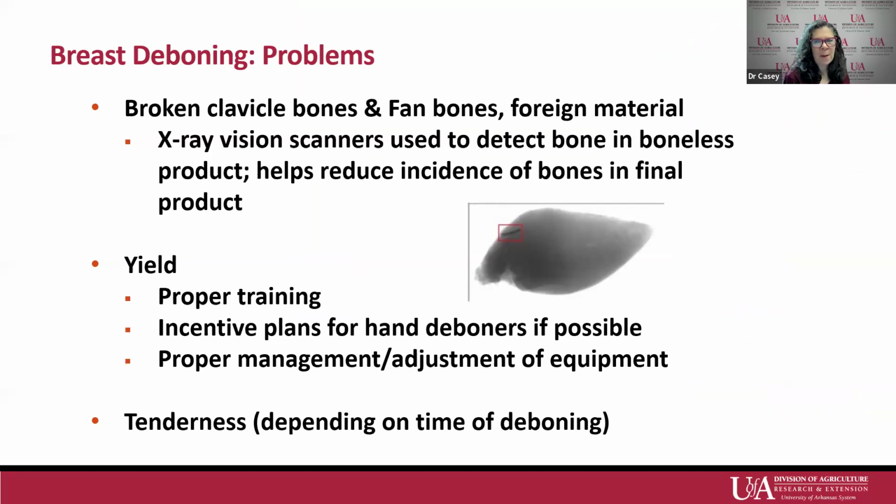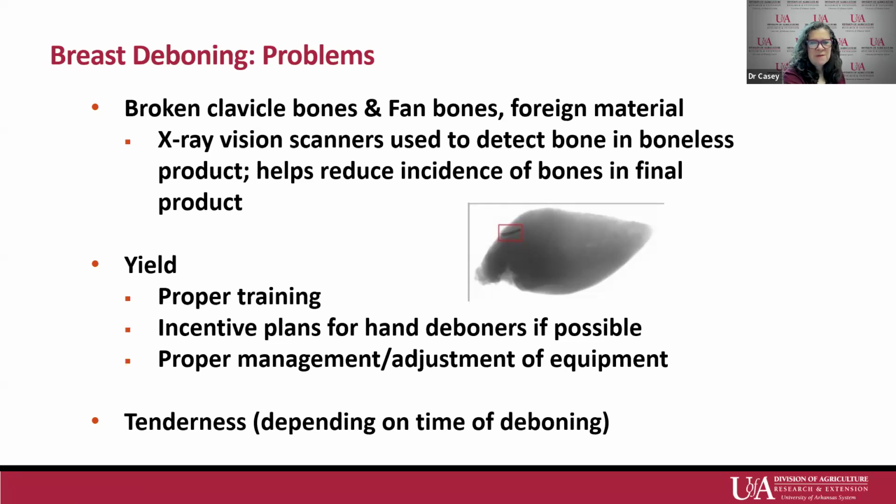Okay, I just wanted to hit on a couple of other quality issues. This is more so issues in the plant. But what are the problems with breast deboning? So in the U.S., we debone quite a bit of breast meat. It's used in further processing. Consumers like to eat breast meat here in the U.S., for example. So broken bones or bones within that boneless product are important because they're a hazard to consumers.